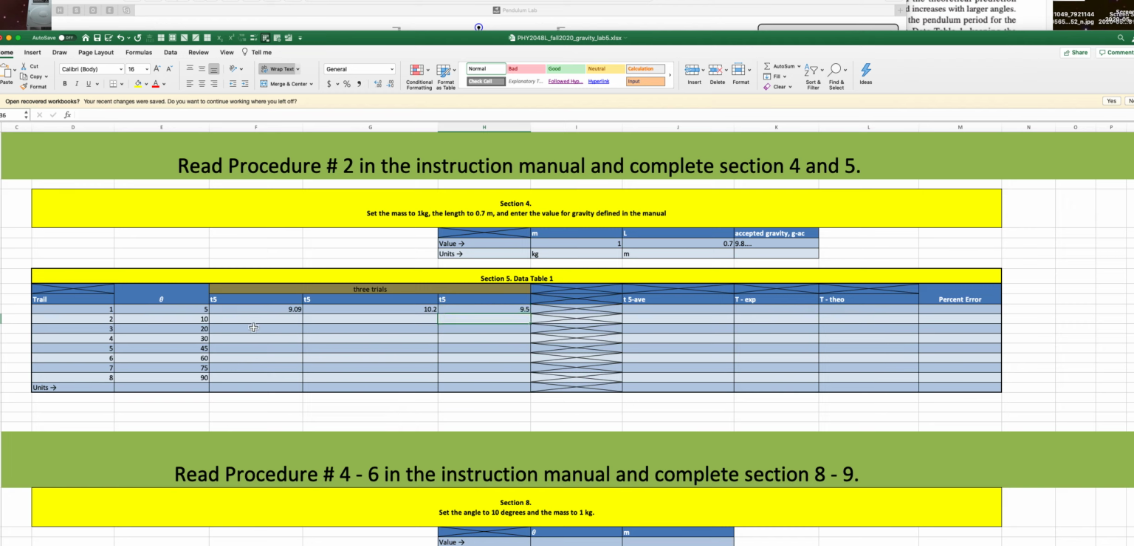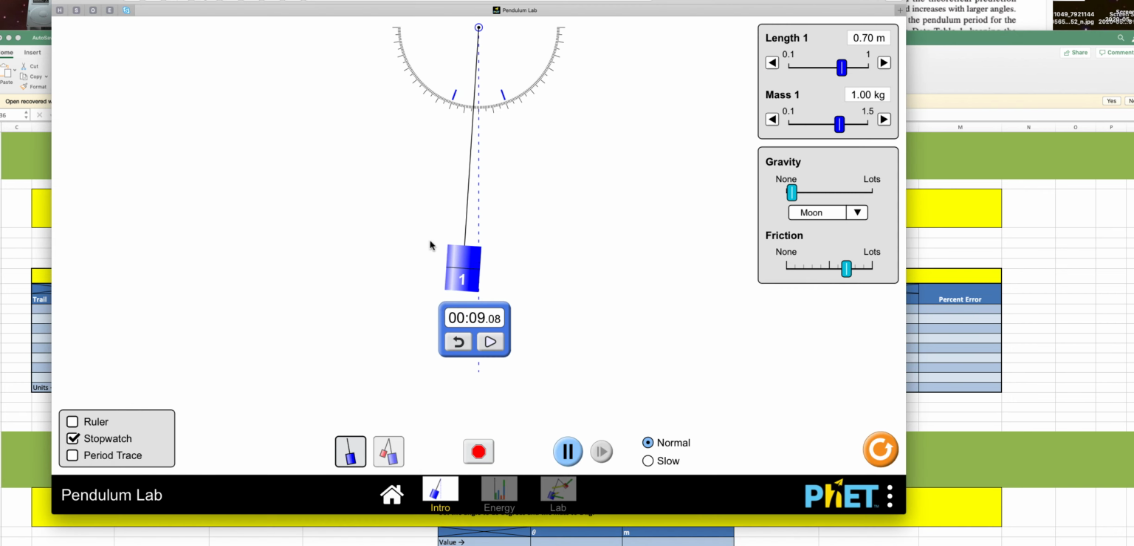So you're going to do 3 trials, and then you're going to change the value. So you're going to repeat this for 5 degrees, and then you're going to go all the way to, I believe, 90 degrees. And you're going to just change the angle and measure the time for this thing to vibrate 5 times.